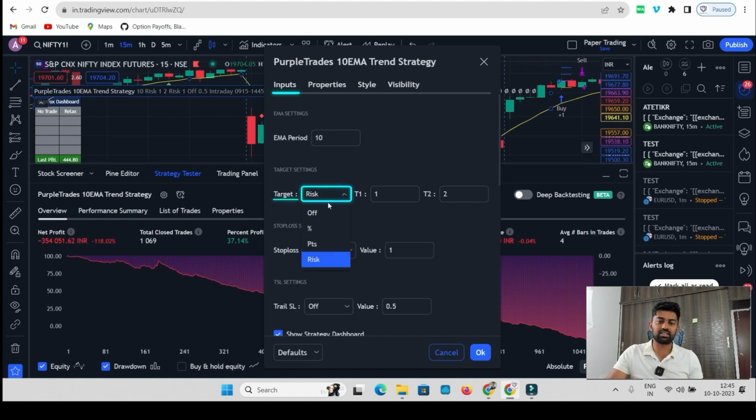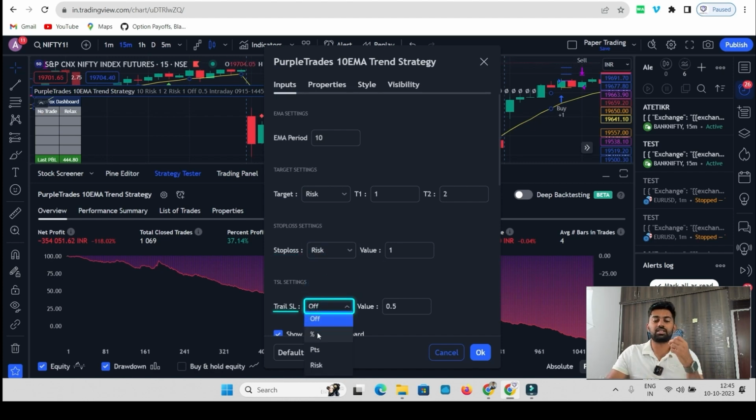So what I've done is I've done some modifications. I can even switch off the target, keep the target in percentage or points or as per risk. Similarly, stop loss can also be in terms of points, percentage and risk. And again, trading stop loss can also be as per points, percentage and risk as per ATR.